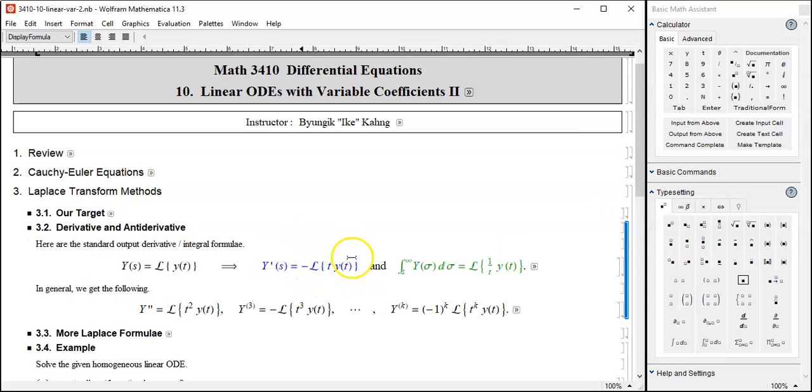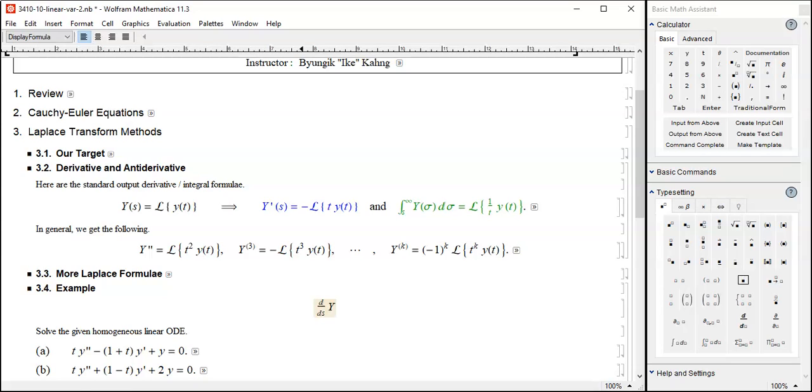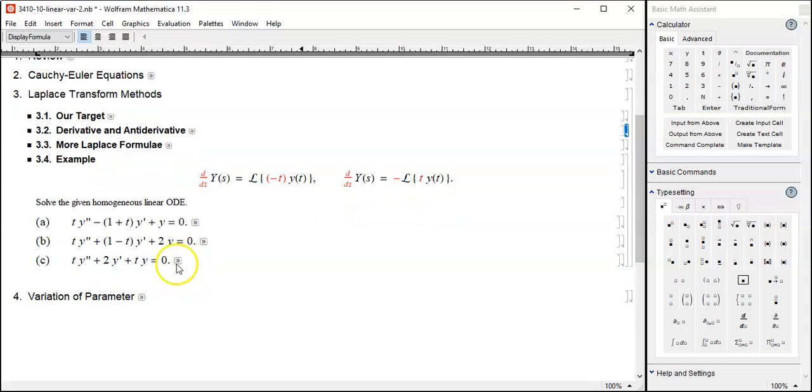Now what is our main tool? This formula here, or equivalently speaking, the derivative of the output function is the Laplace transform of negative t times y of t. Okay, there you go. So the derivative corresponds to this multiplication and negative. That's our main tool. And let's go to the second problem.